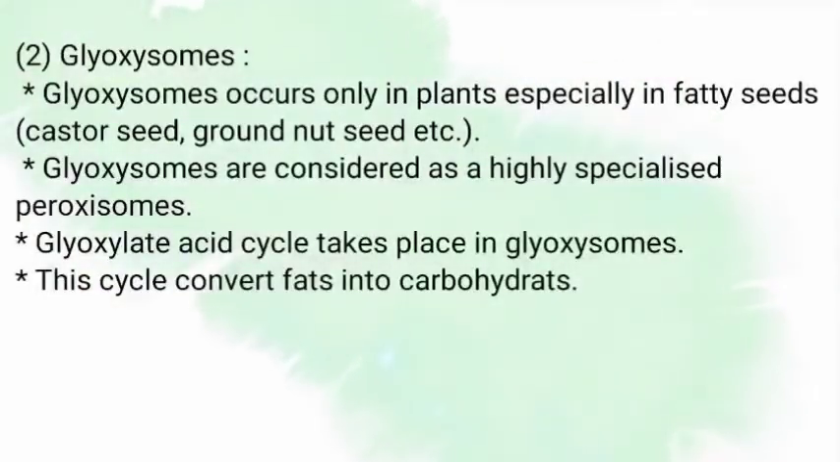Glyoxysomes. Glyoxysomes occur only in plants, especially in fatty seeds like castor seeds and groundnut seeds. Glyoxysomes are considered highly specialized peroxisomes. The glyoxylate acid cycle takes place in glyoxysomes. This cycle converts fats into carbohydrates.